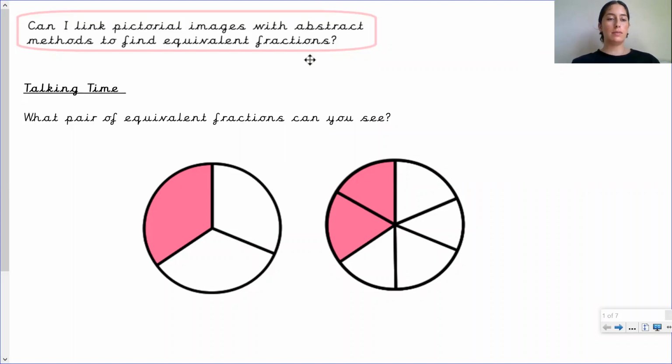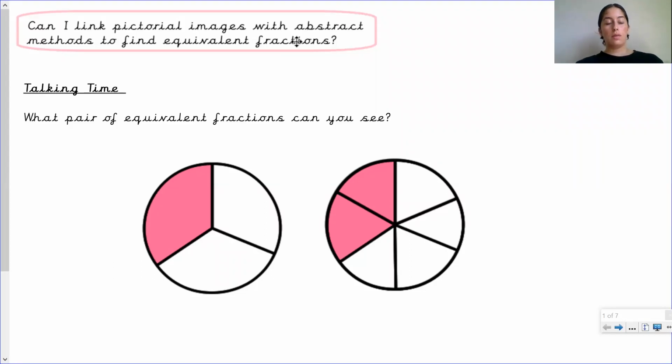Today's learning objective is, can I link pictorial images with abstract methods to find equivalent fractions? Abstract methods, abstract meaning written methods, so where you write the numbers down. So we're going to link pictorial images like this to written fractions and link the two together.